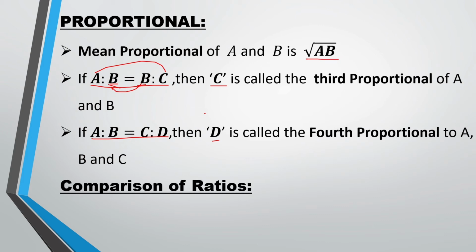Comparison of ratios. If A is to B is greater than C is to D, then A by B is greater than C by D. It's obvious, right?